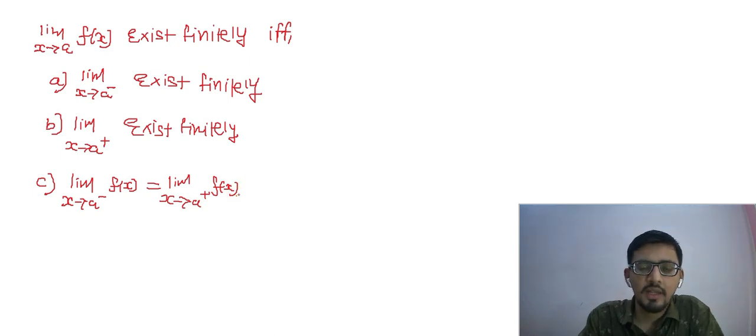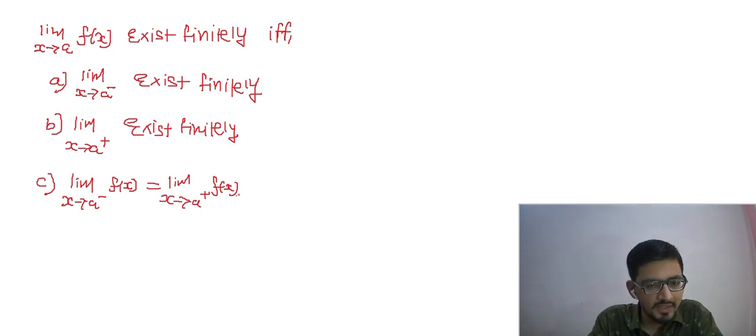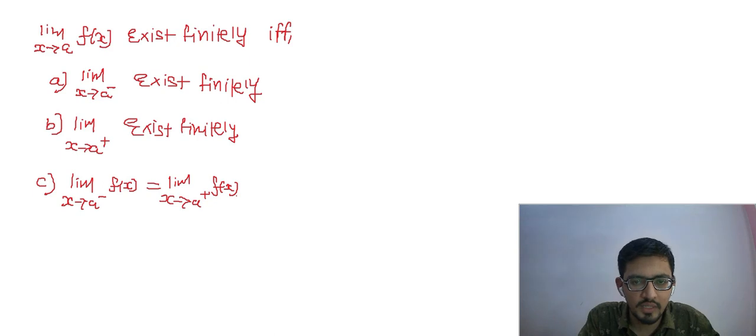Okay, so finally, what is the conclusion? Limit x tends to a of f of x exists finitely if and only if number one, LHL should exist finitely. Number two, RHL should exist finitely, and number three, LHL and RHL both should be equal. If all these three conditions are properly satisfied, then you can say that limit x tends to a of f of x exists finitely. Okay, now what is the meaning of this?